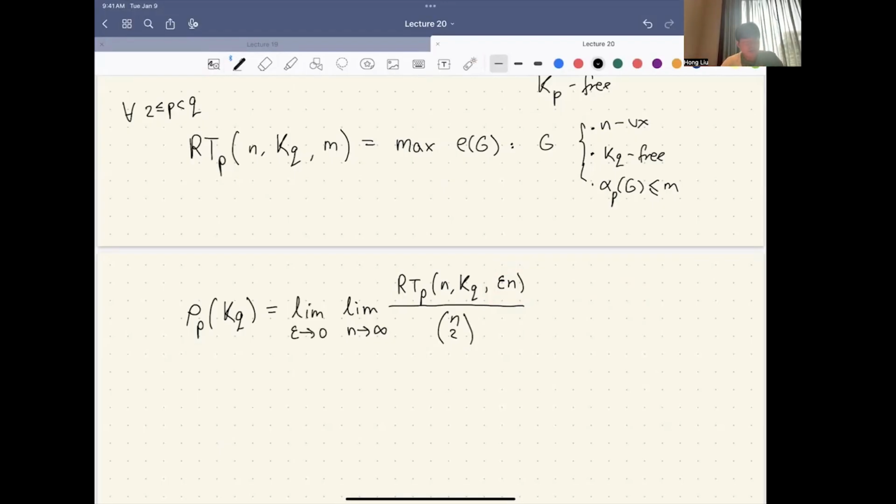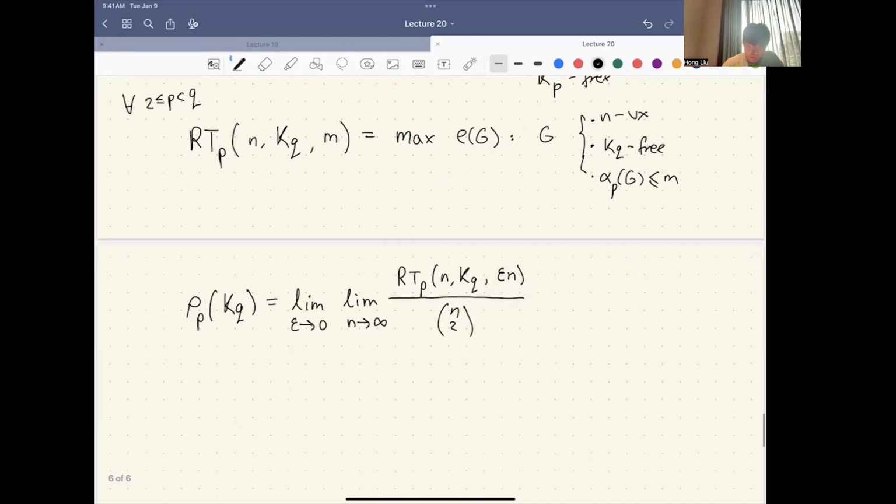So this limit exists. It can be shown. I'll leave it as an exercise for you. So exercise: show that the above limit exists.